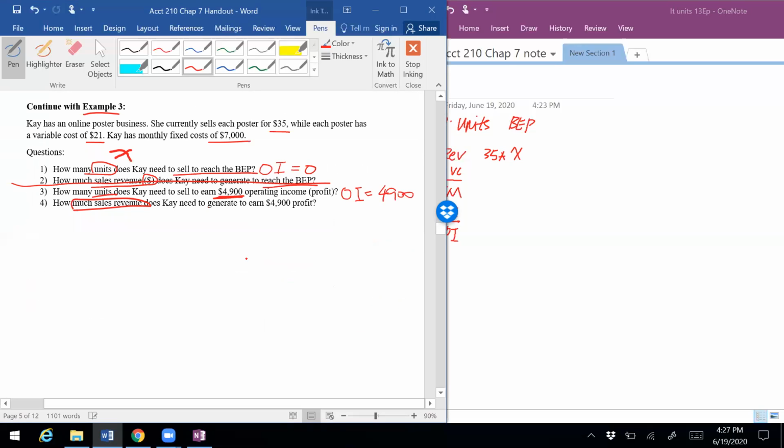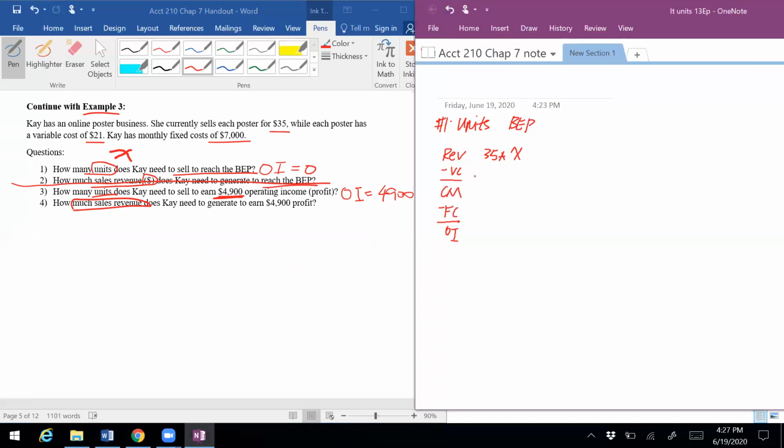Now let's continue from this side. My variable cost, each one is $21, minus $21 for each unit. How many units? X units. So my total variable cost will be 21x. My total revenue is 35x. My contribution margin now will be how much? I believe it's 14x. Am I right? I believe I'm right.